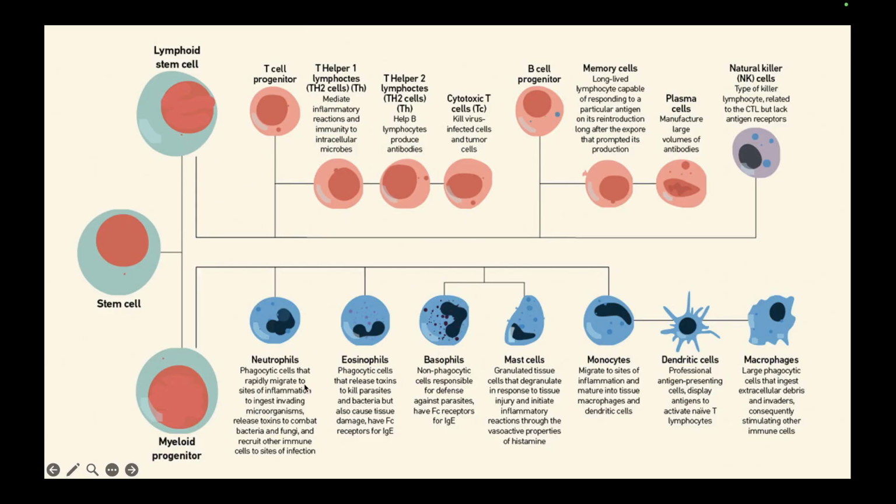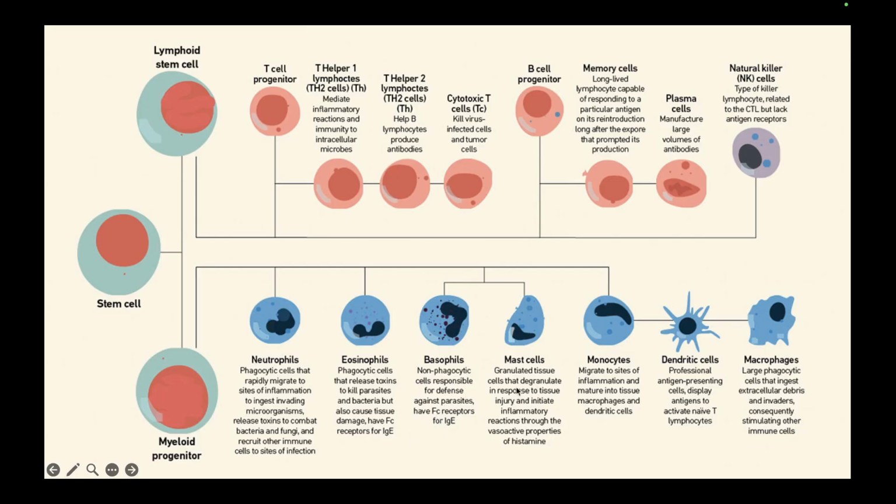Neutrophils are phagocytic cells that rapidly migrate to the site of infection to ingest invading microorganisms. They release toxins to combat bacteria and fungi and recruit other immune cells to the site of infection. There are eosinophils, which are also phagocytic cells. Basophils are non-phagocytic cells responsible for defense against parasites and have the Fc receptor for IgE.